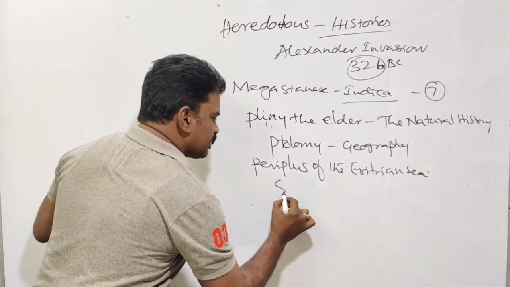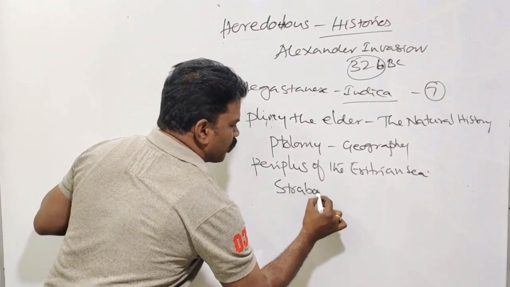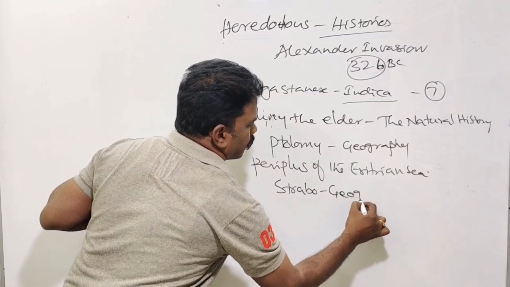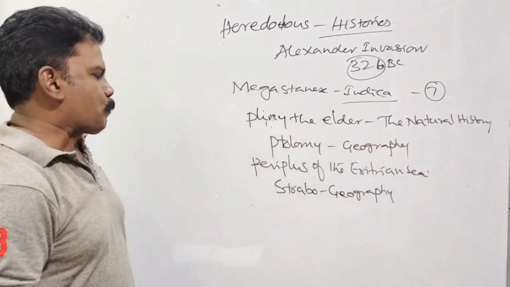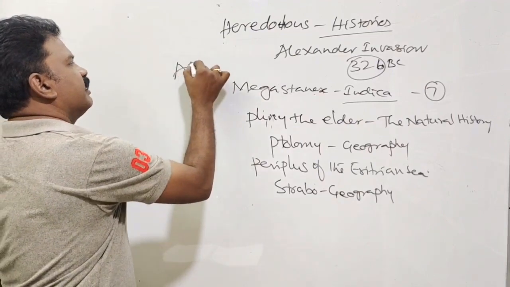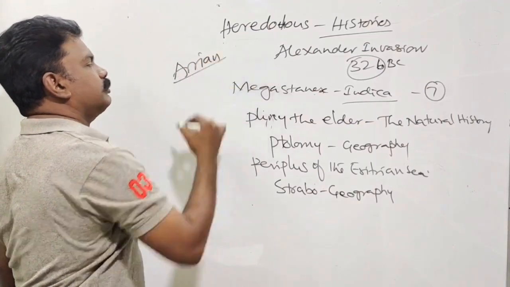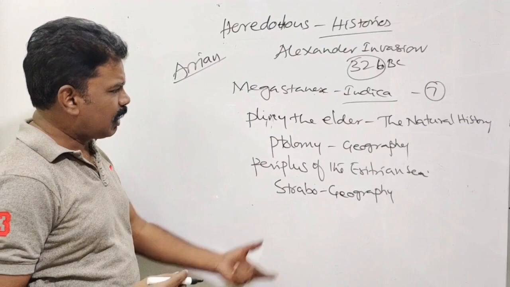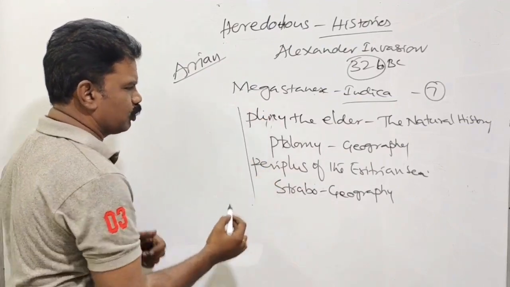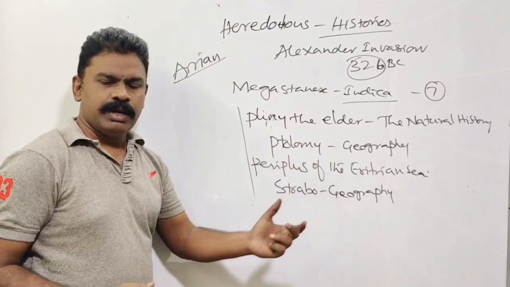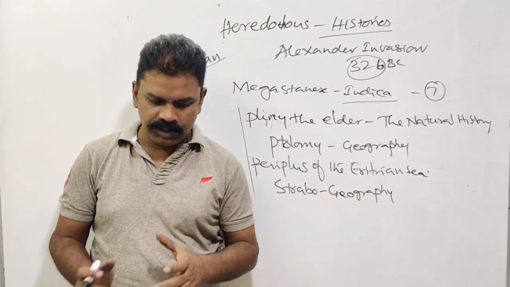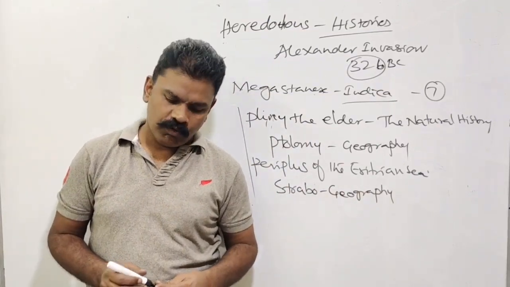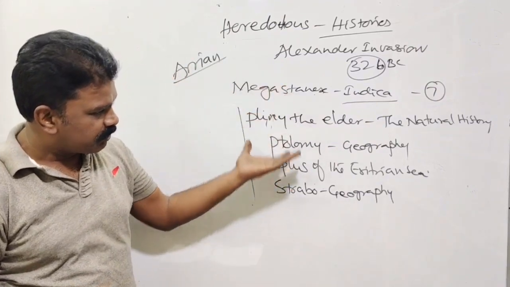Next, Strabo, another writer, wrote a book on geography. Arrian also wrote about the Mauryans. All these books speak about the post-Mauryan period, trade between India and foreign countries. How India continued trade with foreign countries, we can know from these books.